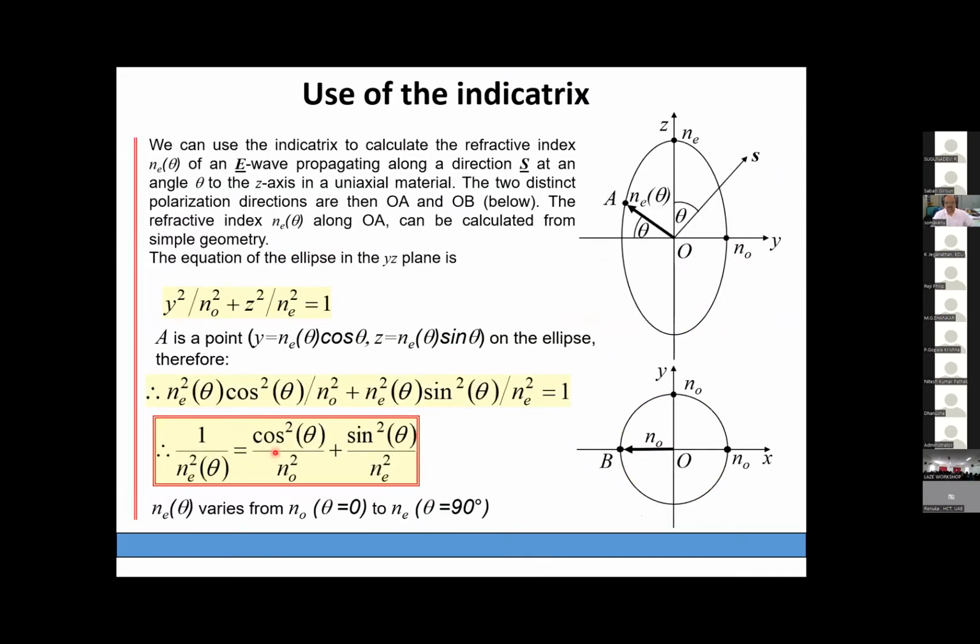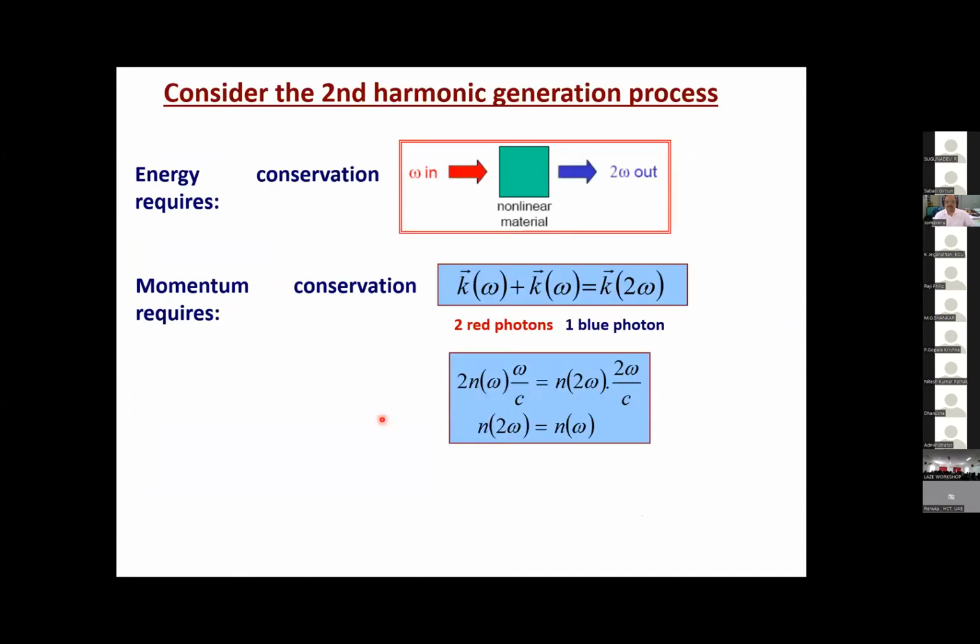So as a function of theta, for example, this is the direction of the propagation. You can calculate the E wave propagating along a direction at an angle theta, right? So the two polarization directions are then OA and OB. So you can write down an equation for this as a function of theta. Now you vary this theta, then you can vary the condition for your n_e and n_o. That's how you do the phase matching depending on your input polarization as well as the input wavelength, which you want to convert into second harmonic.